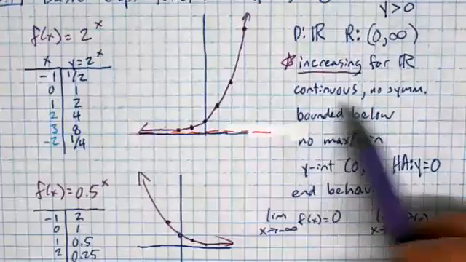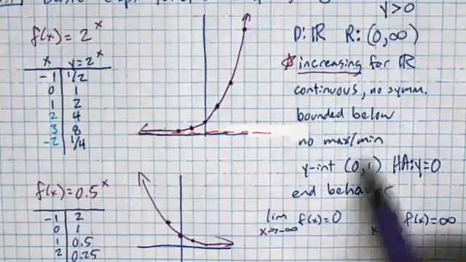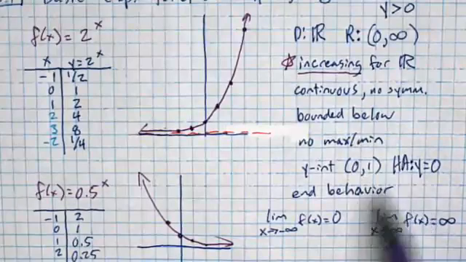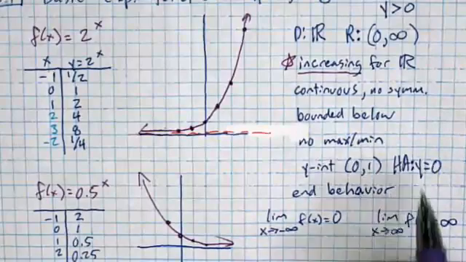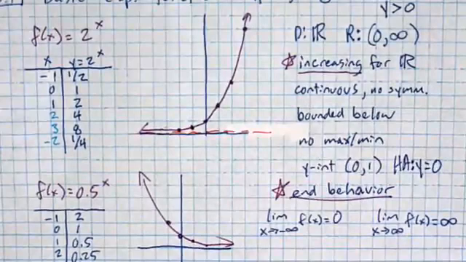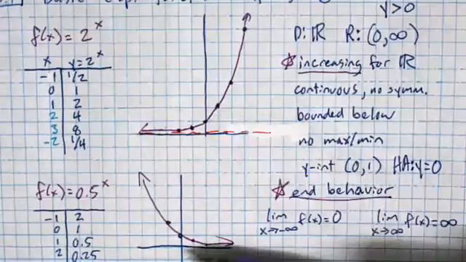Still continuous. Still no symmetry. Still bounded below. That's true. No min and max is true. Is our y-intercept still at (0, 1)? Yep. Horizontal asymptote in the same place. End behavior would be swapped basically, right? So that would be different as well. So our analysis stays the same for everything, but potentially increasing, decreasing, and end behavior could change. So we'll talk about exponential growth versus exponential decay.